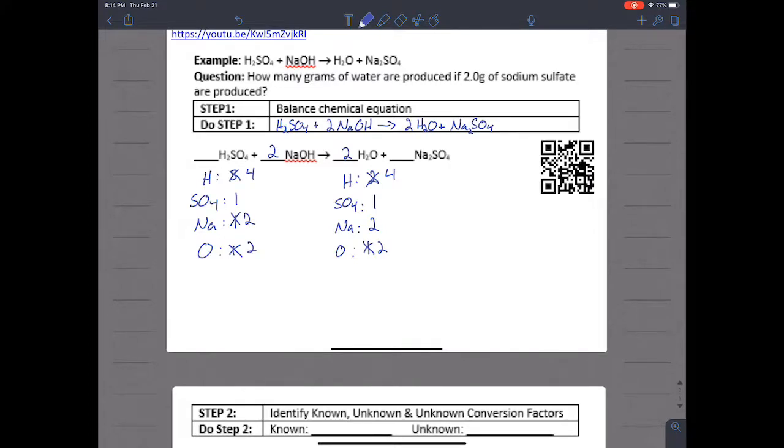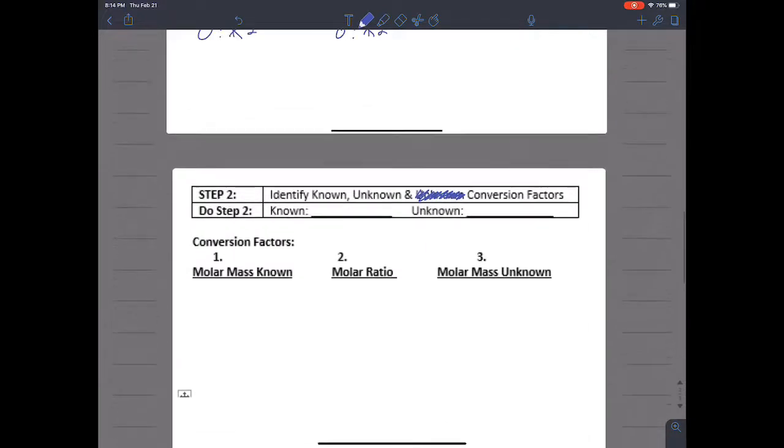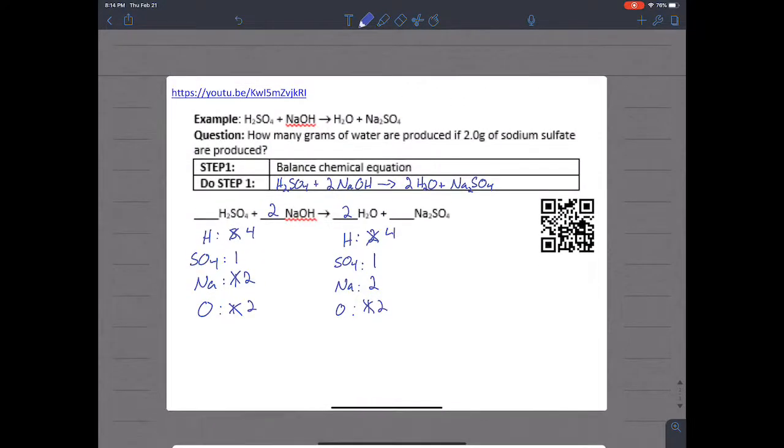This gives us our molar ratio, which we're going to need later on. All right, so now we go down to the next thing, identifying our known, unknown, and conversion factors. This unknown here is weird, ignore that. Your handout might say needed, which makes more sense. So our known, unknown, and our conversion factors. So we go back up here and let's look at what we're given.